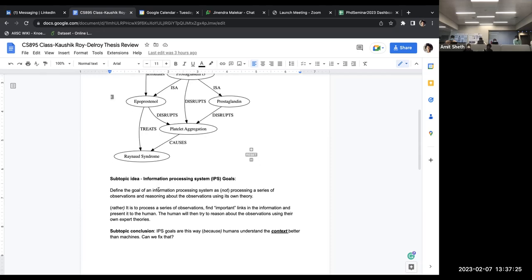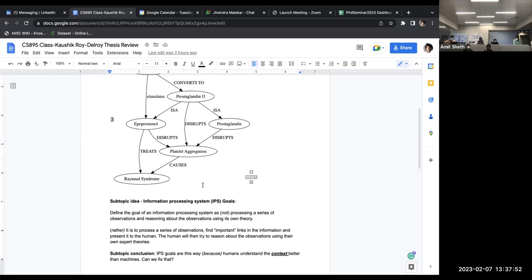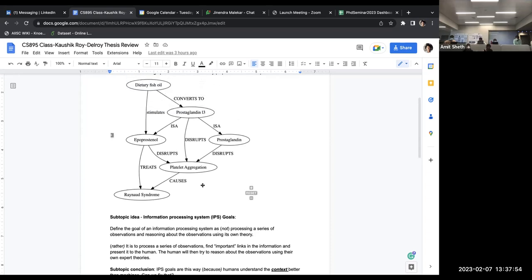Before this work was done, what was the goal of information processing systems? You get a series of observations, and then the machine does not reason about those observations. The machine provides those observations to a scientist who has some theories about it. They use those theories to reason and provide alternative explanations for the observation. The reason for that is that a human is better at understanding the context.